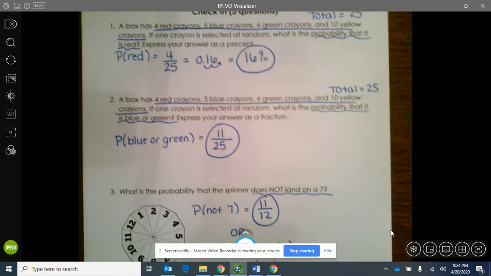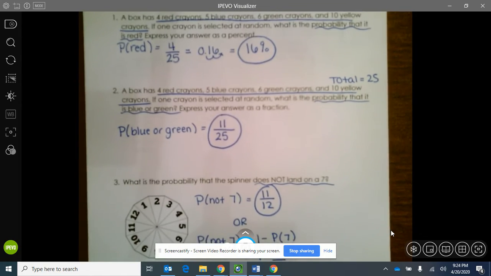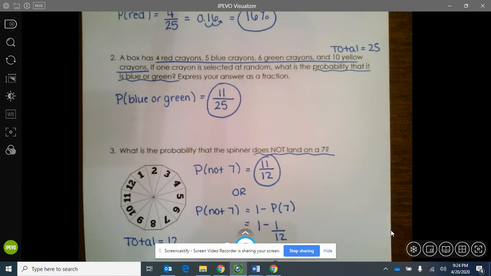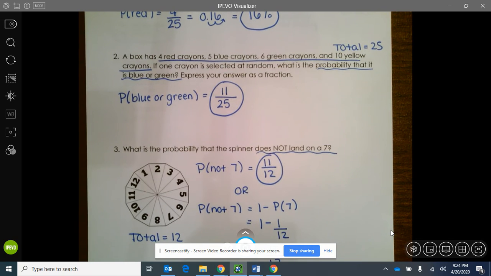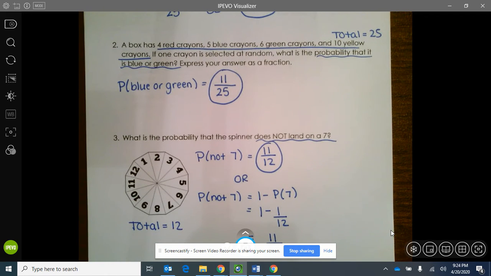All right, let's take a look at number 3. What is the probability that the spinner does not land on a 7? Now remember, when you're calculating the probability of something not happening, you have a couple options here. So first thing, I would look at your spinner, always find your total first. So there are 12 sections on the spinner, so your total number of outcomes is 12.